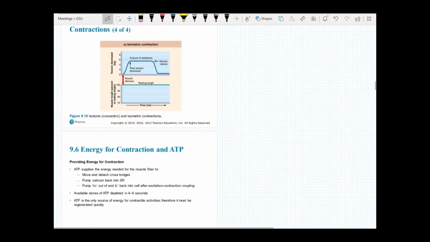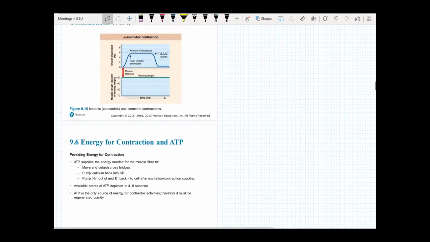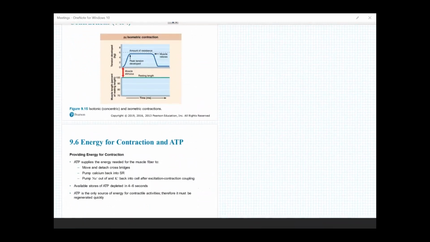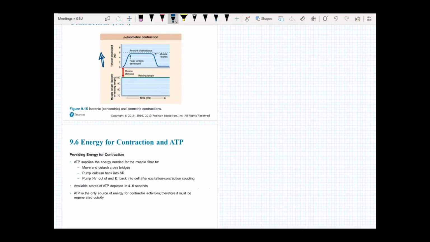So here's another example of if we increase our tension, it doesn't matter. We have no change in our actual length. This is an isometric contraction.